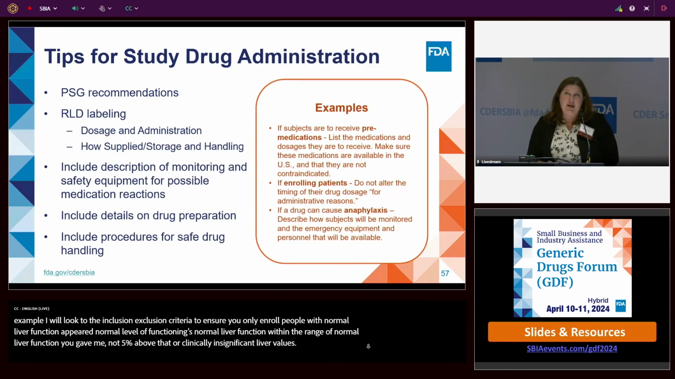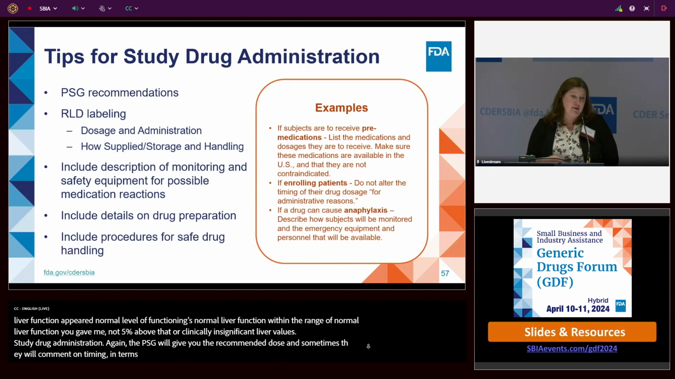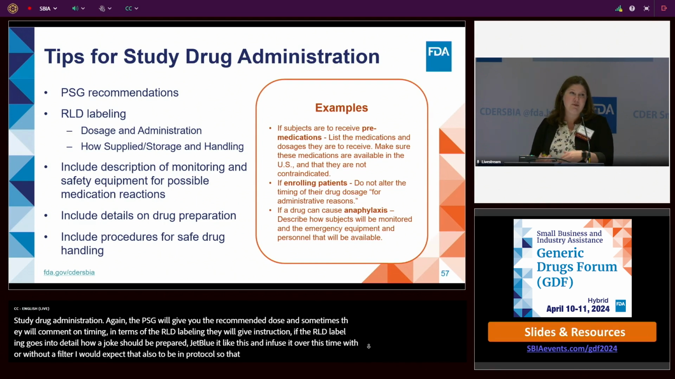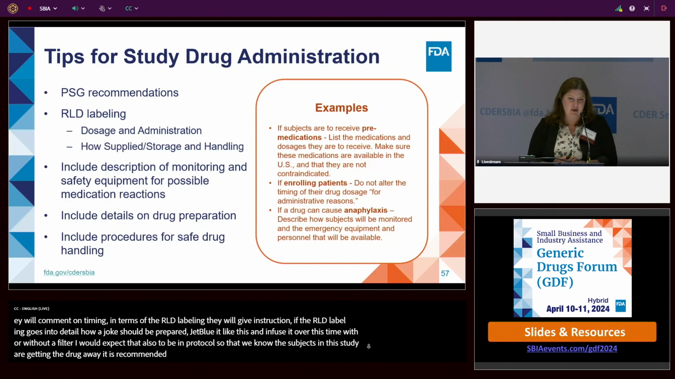Study drug administration. Again, the PSG will give you the recommended dose. Sometimes they will comment on timing. In terms of the RLD labeling, they'll also give instructions. If the RLD labeling goes into detail on how a drug should be prepared, dilute it like this and infuse it over this time with or without a filter, I would expect that also to be in the protocol, so that we know that the subjects in the study are getting the drug the way that is recommended to be administered when it is given in patients.